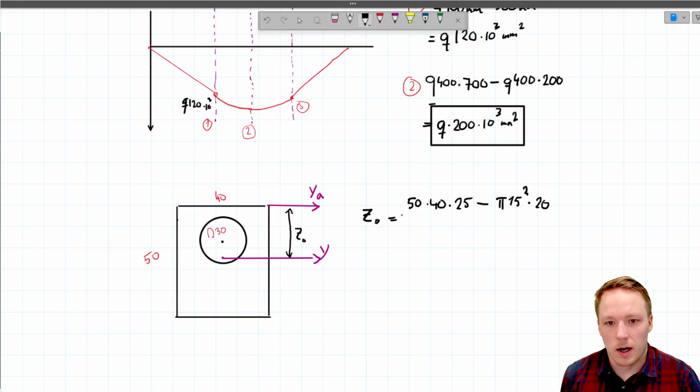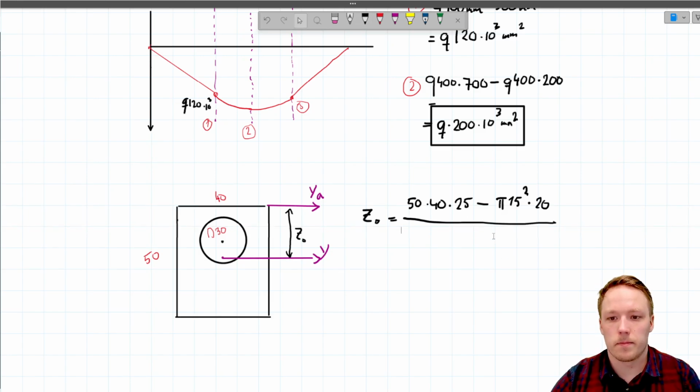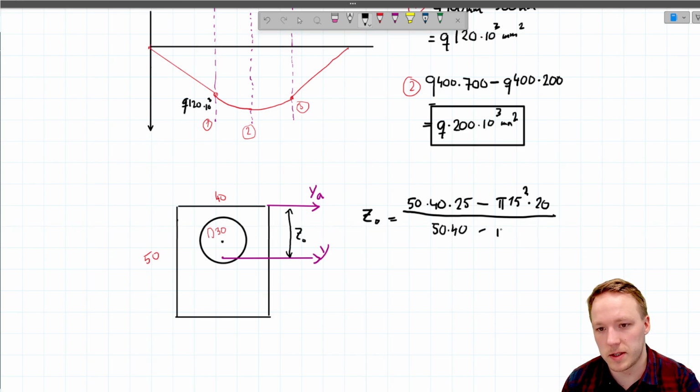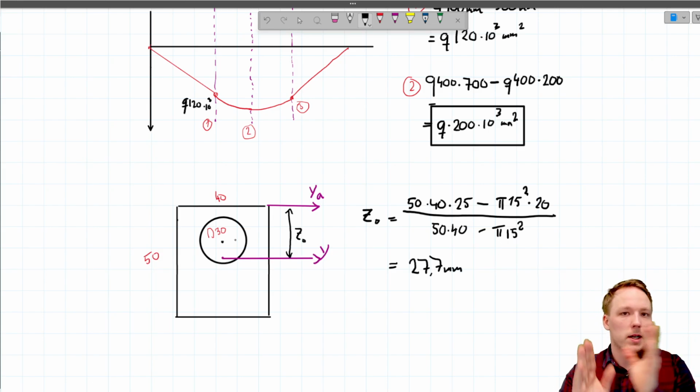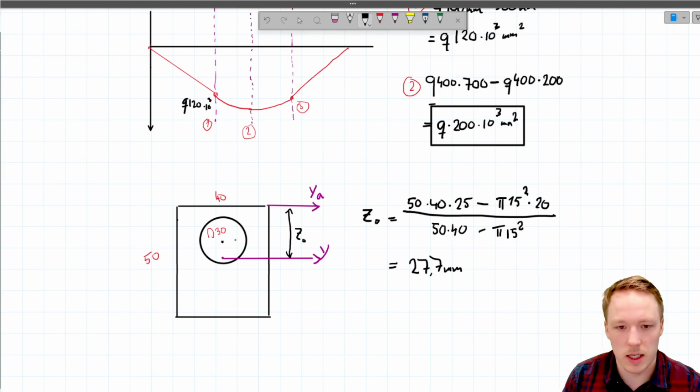And then we have to divide this entire thing with the cross-section area of the entire profile, which is 50 times 40 minus pi times 15 to the power of 2. And what we get from here is that the Z is 27.7 millimeters from the top. This profile is symmetric along this axis, and we are only calculating around the y-axis, so we don't need to solve the location of y0 in this profile. So that is enough for now.